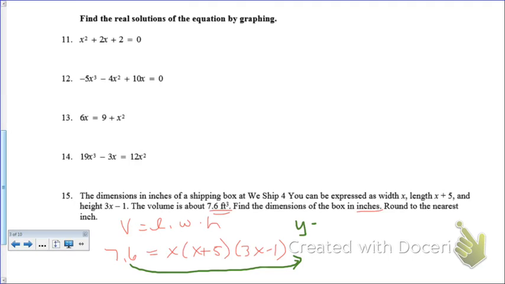And so in Desmos, you're going to put y equals x times x plus 5 times 3x minus 1 minus 7.6. And see what you get for x. Remember that x is the width, so you're going to get a value for x. You're going to get a value for x plus 5, which is the length, because they want us to find the dimensions, and then 3x minus 1.